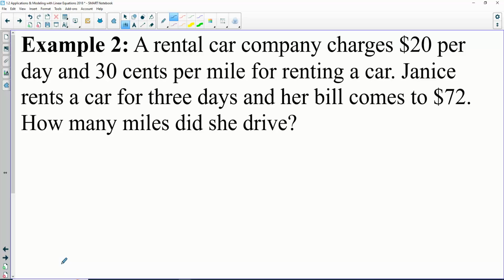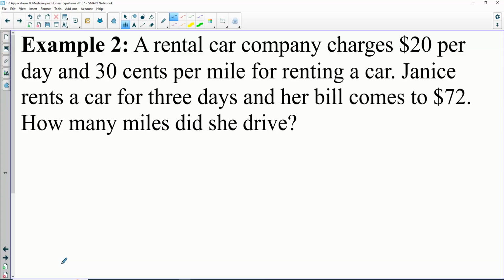So a rental car company charges $20 per day and 30 cents per mile for renting a car. Is there any picture I can draw here that would really make sense? No. Okay. Pictures are optional. If they help us, great. If not, we don't need them. Janice rents a car for 3 days and her bill comes to $72. How many miles did she drive? Now, could you figure this out without writing an equation? Probably. And in general, if you can solve a problem using a different strategy than what I'm teaching, I'm fine as long as you can explain that to me. But let's try to use an equation to solve this.